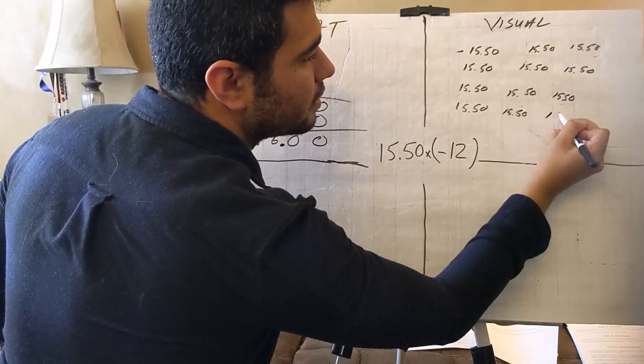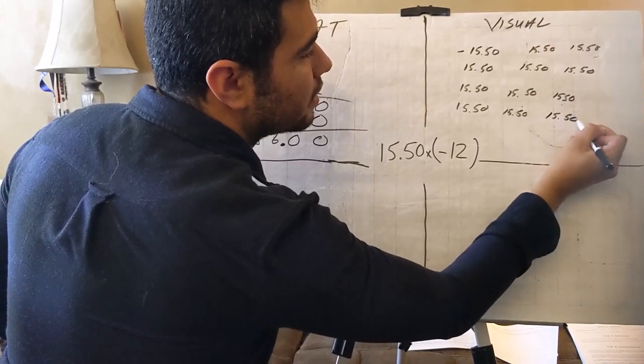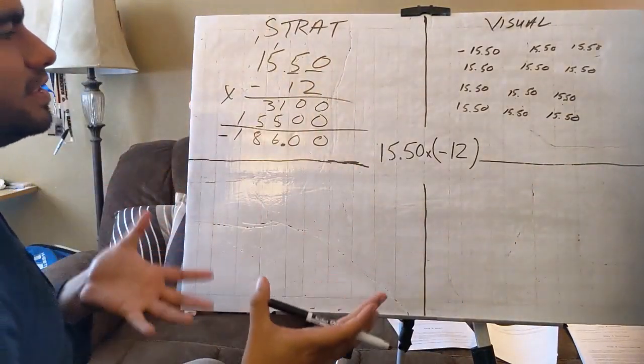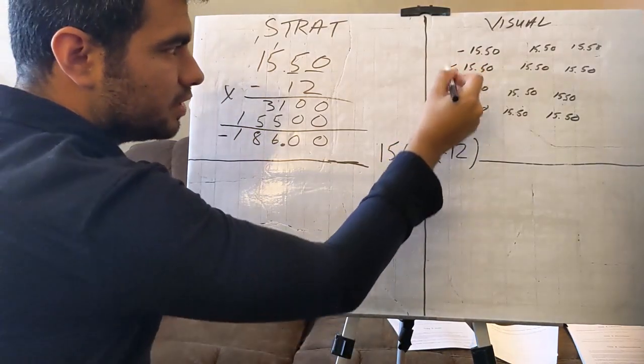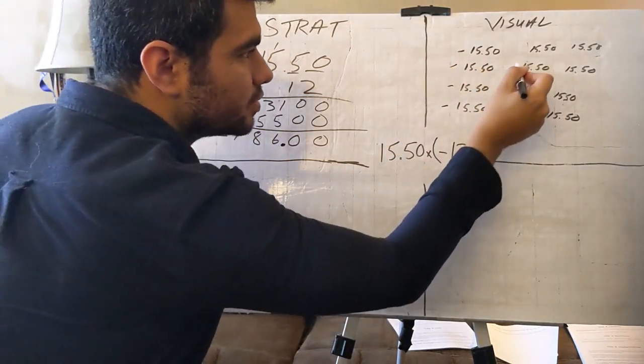What's the 5 there? Okay, so I have 12 groups of these 15.50. But remember, they're negative, so all of these are going to be negative groups.